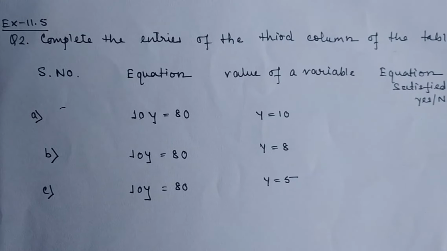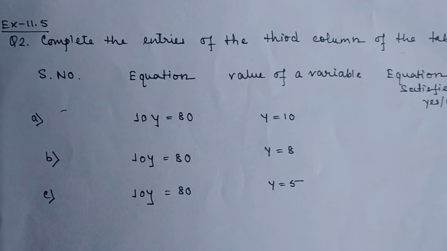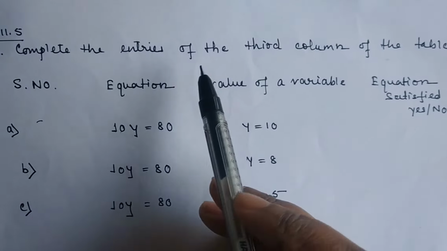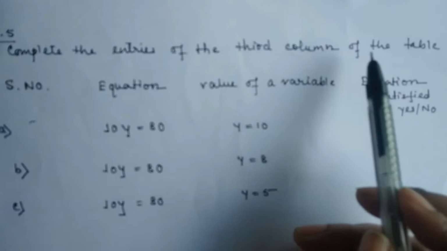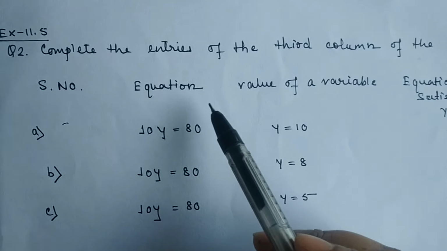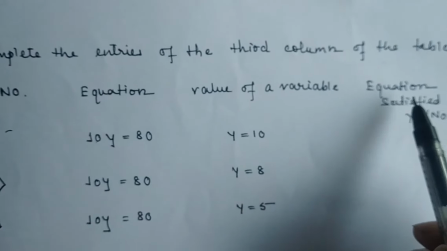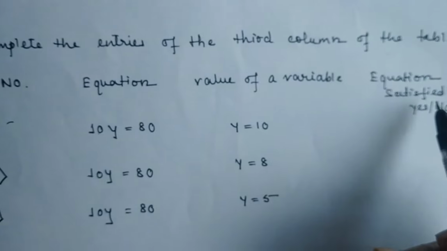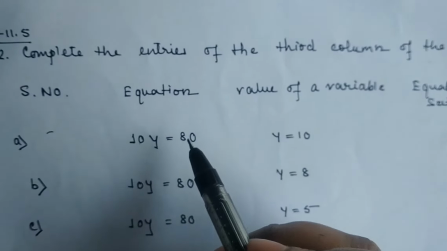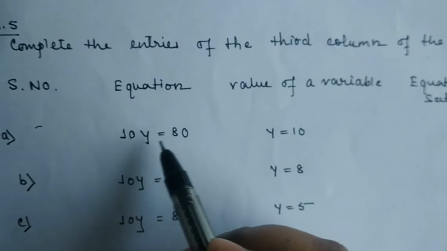Now we are starting with question number 2 of exercise 11.5. In this question we have to complete the entries of the third column of the table. Here some equation is given and the value of the variable is also given. We have to find whether this equation is satisfied or not with this given value. So that means here this is an equation.